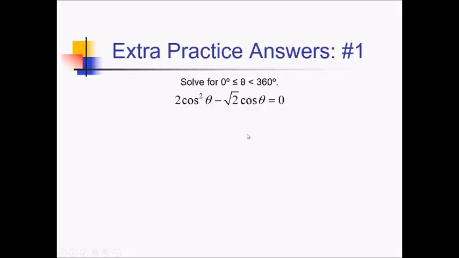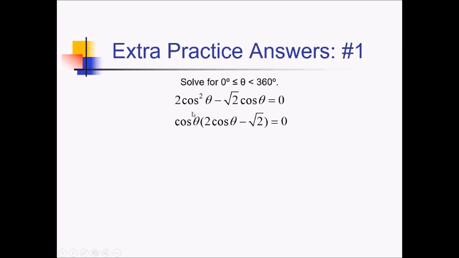For this problem, we're trying to solve this trig equation for angles between 0 and 360. Since I've got a quadratic basically, and I've got everything on one side of the equation, I'm just going to start by trying to do a little factoring. This is kind of like having 2x squared minus radical 2 times x. So we're just going to factor out one of these cosines from everything. That will leave me with a 2 cosine theta minus radical 2 inside the parentheses. And now I can set each of these things equal to 0 and solve.